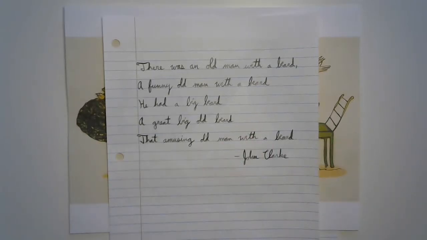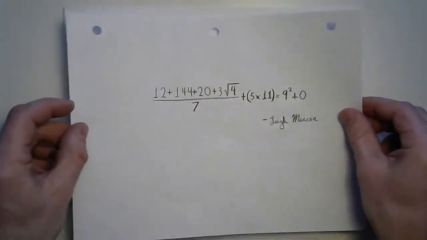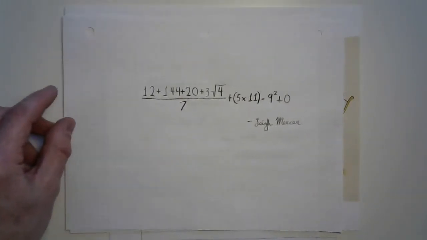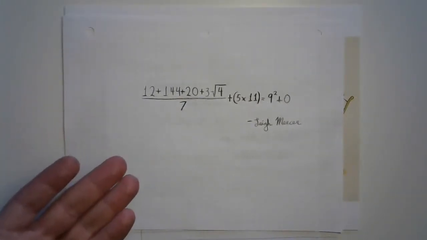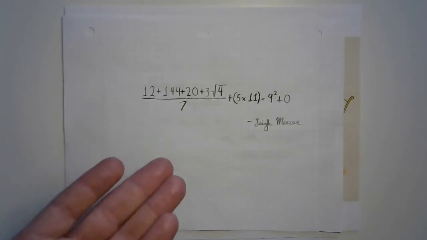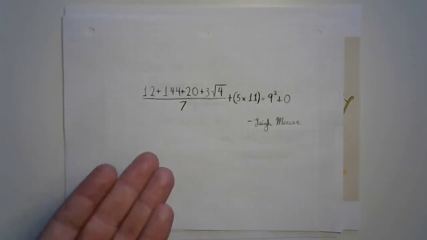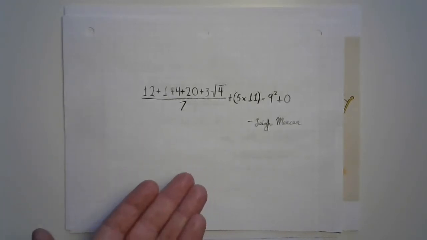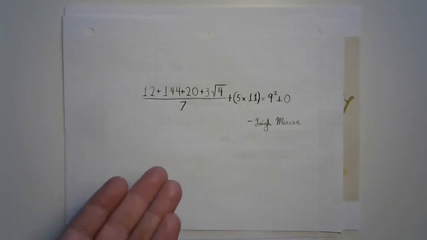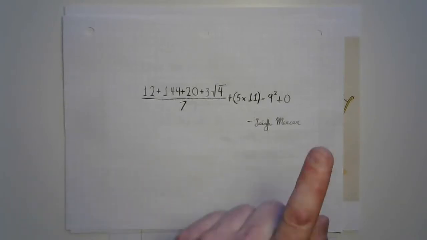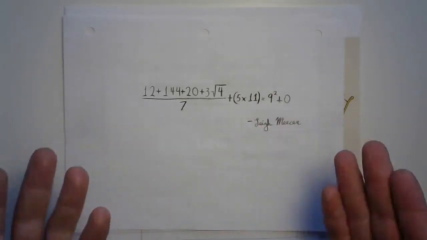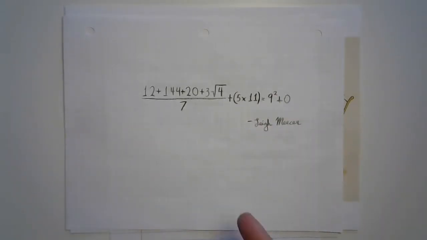But there's even other forms like this one right here. I know, it looks like a math equation, right? Well, read it. A dozen, a gross, and a score, plus 3 times the square root of 4, divided by 7 plus 5 times 11 is 9 squared and not a bit more. Ha ha ha. Thank you, Leigh Mercer, mathematician.